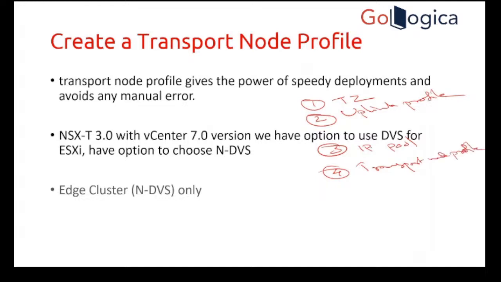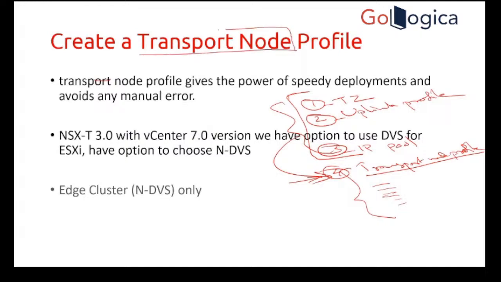It is nothing big. We are going to bind all this information. We can have multiple transport zones, multiple uplinks, multiple IP pools, but when I do the host preparation, I need to tell which of these things I need to use for the preparation. For that purpose, we are using the transport node profile. Transport node profile will pick one or two transport zones, uplink profile, IP pool, and other parameters required for your node preparation. So transport node profile defines different parameters to use for the transport node preparation.